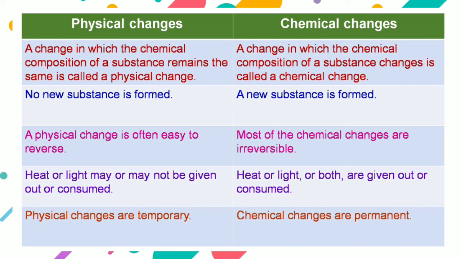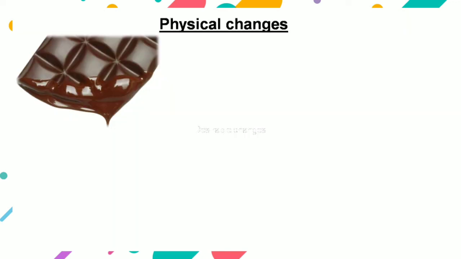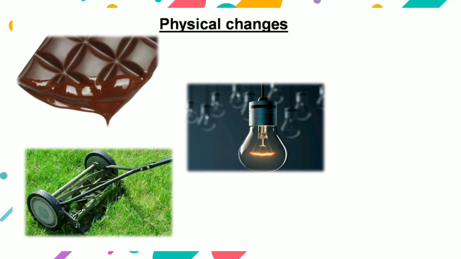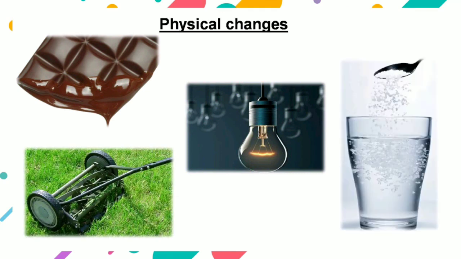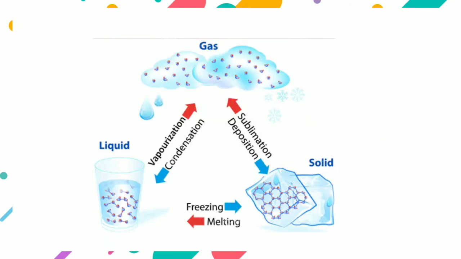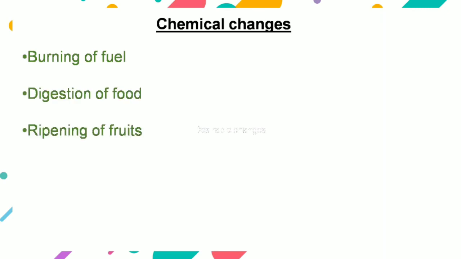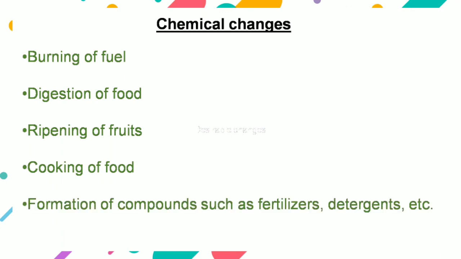Some examples of physical changes are melting of chocolate, glowing of a bulb, cutting of grass, making sugar or salt solution in water, melting, freezing, condensation, evaporation, sublimation, etc. And some examples of chemical changes are burning of fuel, digestion of food, ripening of fruits, cooking of food, formation of compounds such as fertilizers, detergents, etc.